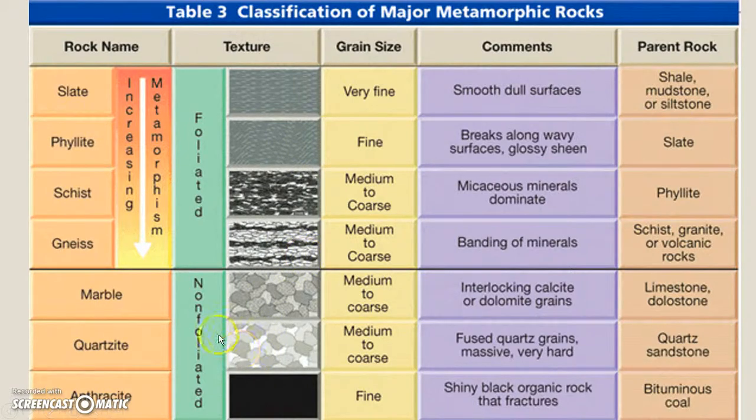Then in our non-foliated, so those that are not banded, that don't have a layered appearance, marble, that's the medium to coarse, that's the one you can really see. And then we have anthracite, which looks a lot like basalt, so it's very dark in color. And that's fine grained, but also still non-foliated.